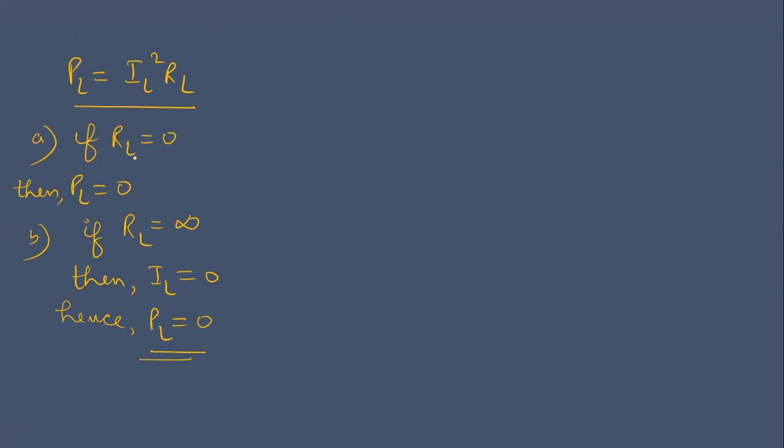Now what does it mean? It means that you have two extreme conditions taken, this one and this one. So if you keep the load resistance at low value, even then the power dissipated by the load is minimum or ideally zero. If you keep the load resistance maximum, very high, even then the power dissipated by the load is minimum. So that means the maximum power is achieved somewhere between these two extreme values.